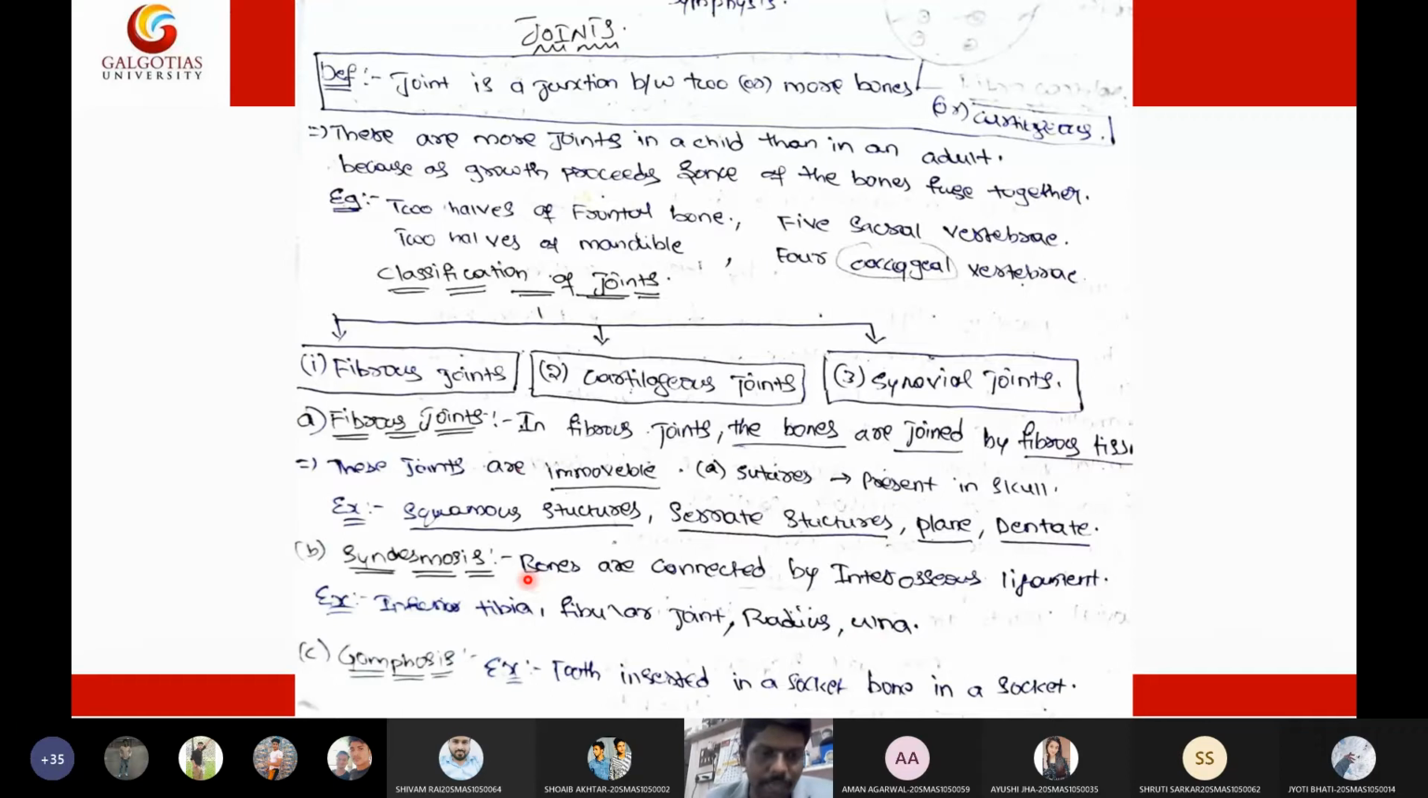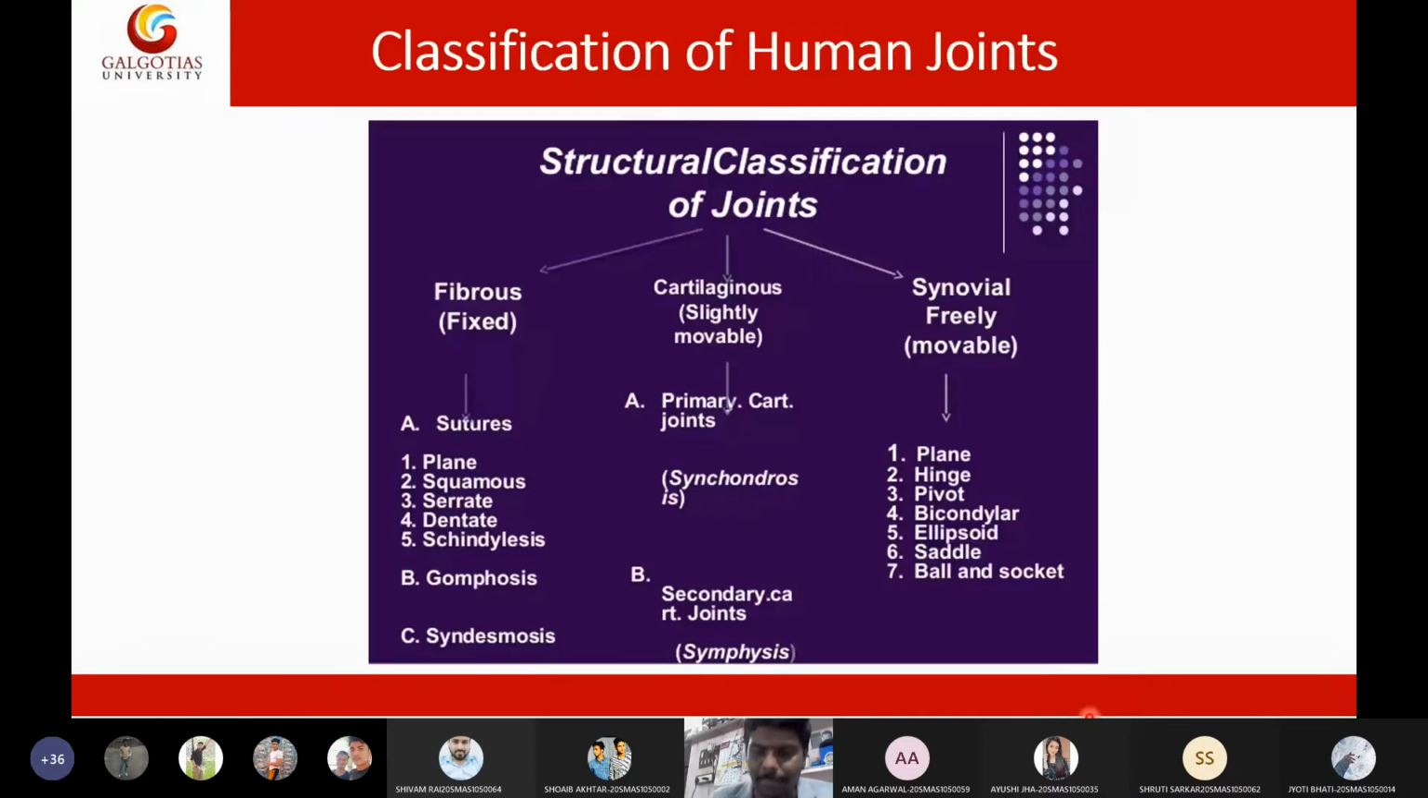Okay, then last and final is gomphosis. Gomphosis means a tooth inserted in a socket of the jaw can be stated as a gomphosis. So this is all about the fixed joints. Now I'm moving to the second type of joints, which are cartilaginous or slightly movable joints.